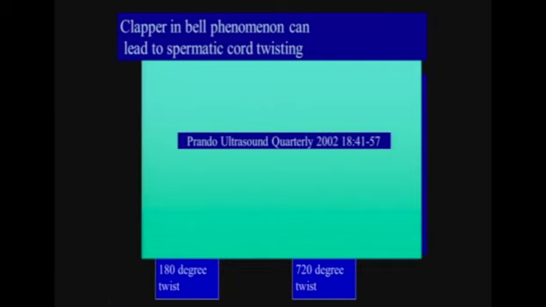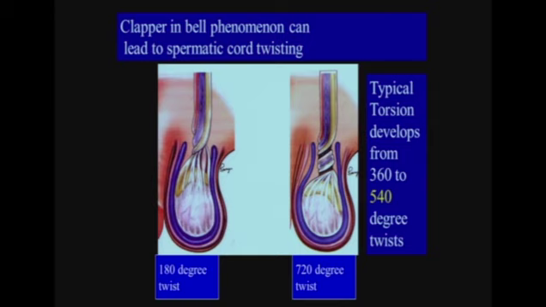So in Prando's article, they show the clapper-bell phenomenon in a drawing that can lead to spermatic cord twisting. And here's an example of how one would see a 180-degree twist on your left and how a 720-degree twist would be seen on your right. And typical torsion develops from a 360 or a 450 to 540-degree twist, which is essentially a complete revolution to 1.5 twists.